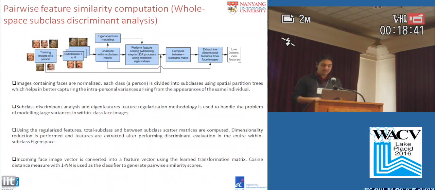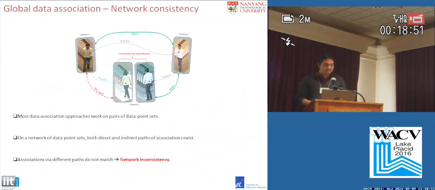We then take these feature vectors and compute a cosine distance with nearest neighbor to generate pairwise similarity scores in the first step of our pipeline. In the second step, we deal with data association approaches. So most data association approaches work on pairs of point data sets, and then on a network of data point sets, you get both direct and indirect associations between pairs of people.